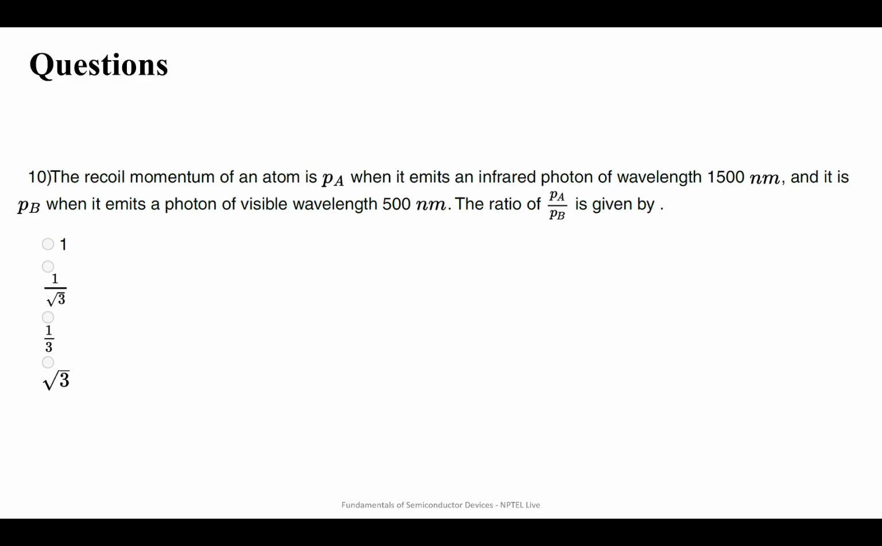The recoil momentum of an atom is Pa when it emits an infrared photon of wavelength 1500 nanometer, and it is Pb when it emits a photon of visible wavelength 500 nanometer. The ratio of Pa by Pb is given by 1, 1 by root 3, 1 by 3, and root 3.